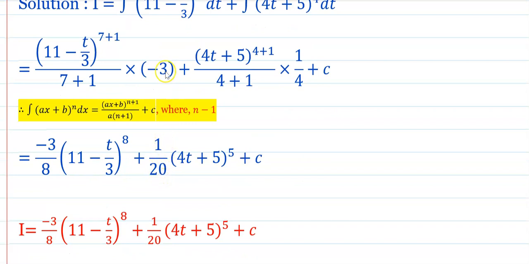What is here? Minus 3, 7 plus 1 is 8. Therefore it is minus 3 by 8 into (11 minus t upon 3) to the power 8 plus. Next, 4 plus 1 is 5, 5 into 4 is 20. 1 upon 20 into (4t plus 5) to the power 5 plus c, and hence this is the answer.